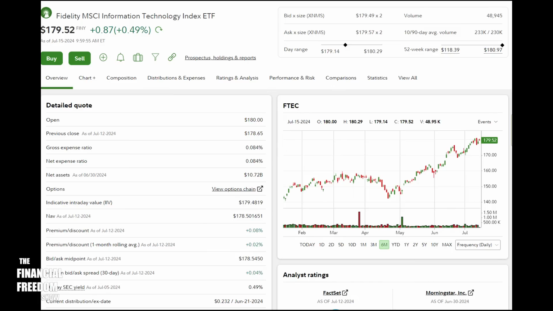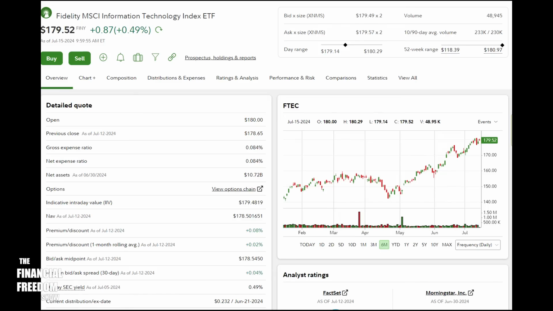In conclusion, the Fidelity MSCI Information Technology Index ETF, or FTEC, offers a compelling way to invest in the technology sector. With its low expense ratio, diversification, and growth potential, it can be a valuable addition to many investment portfolios. So here are a few final tips before I go.